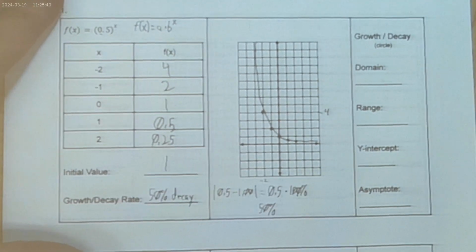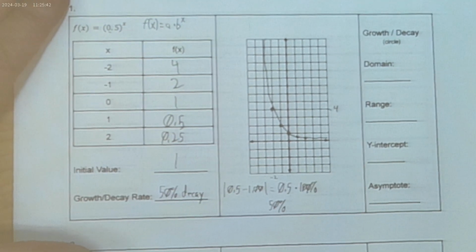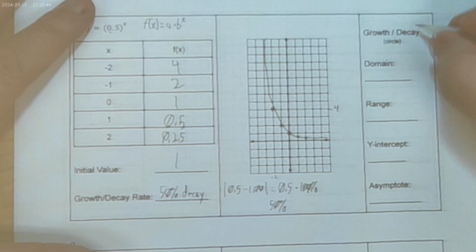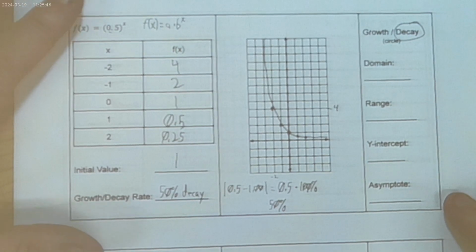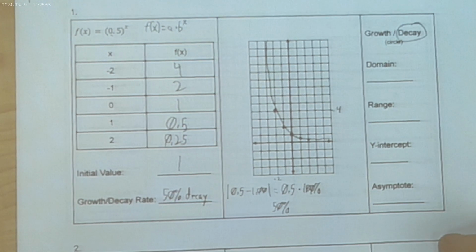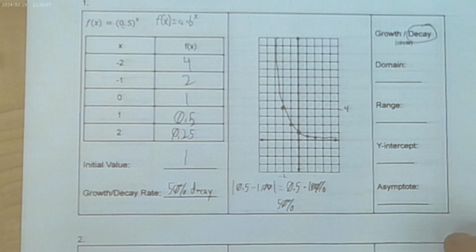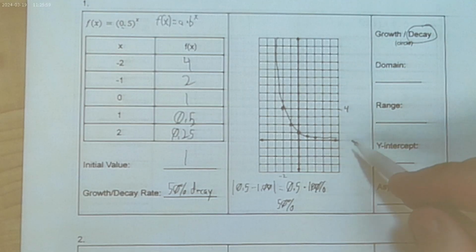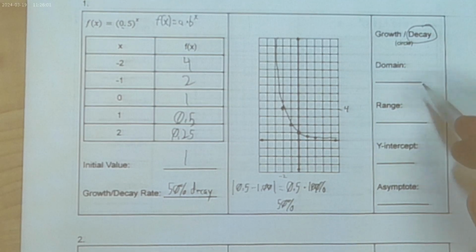Now we go over here, and we're answering questions about the graph as it exists. Well, first of all, growth or decay, kind of asking the same question twice, but it's almost like the person that put together the worksheet wasn't paying attention. So you have growth or decay. So it's a decay. And it's decay because the longer you go, the smaller the number gets. Then we go to the domain.